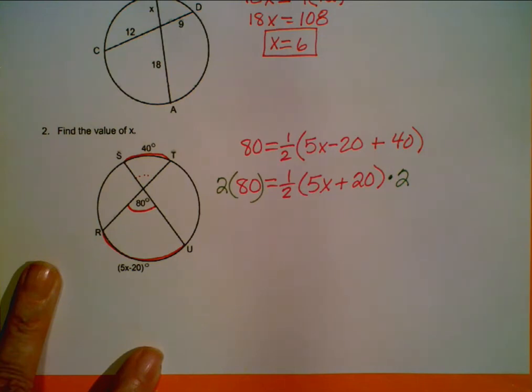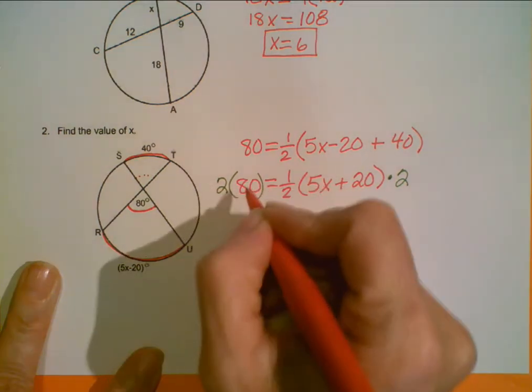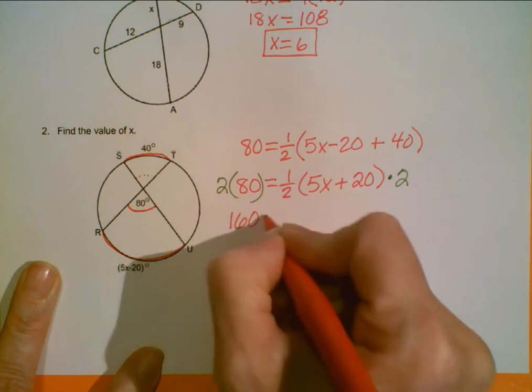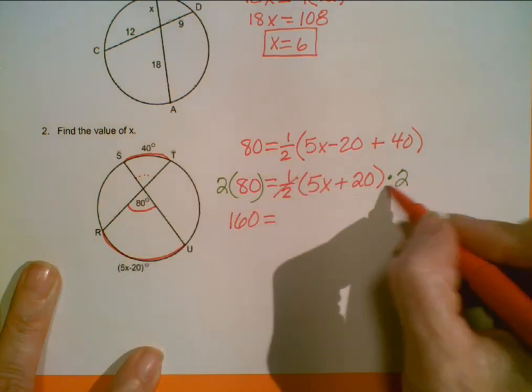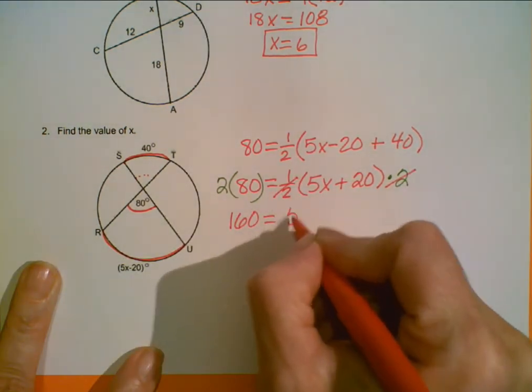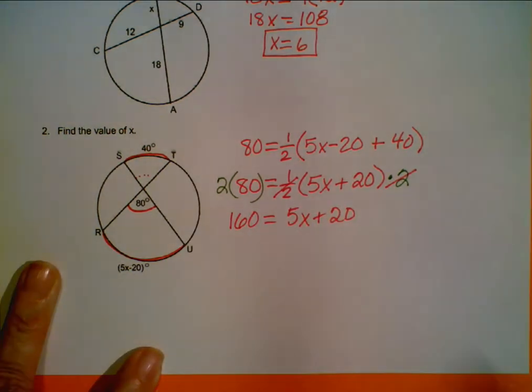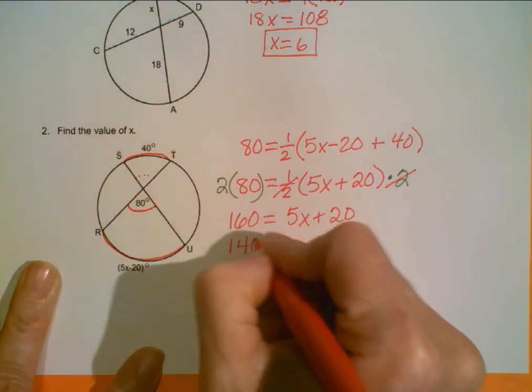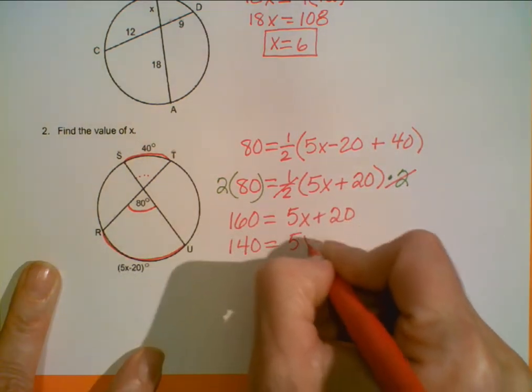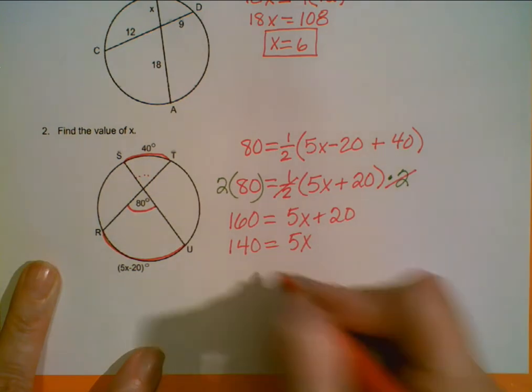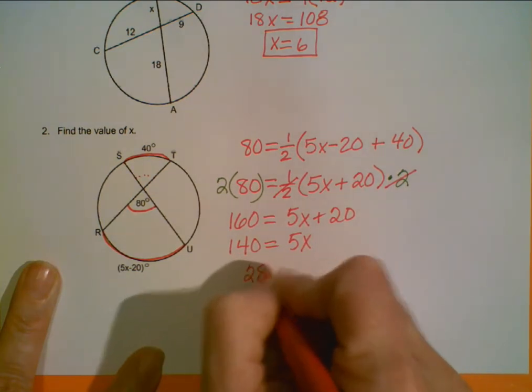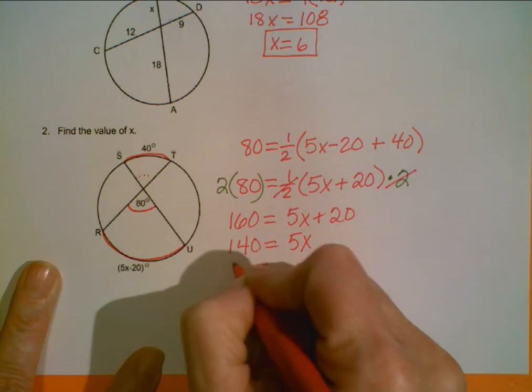And that's going to give me some values here. 2 times 80 is 160. In this case, the 1/2 and the 2 are going to cancel each other out, leaving 5x plus 20. So we subtract 20 on both sides to get 140 equals 5x. And divide both sides by 5 to get 28 equals x.